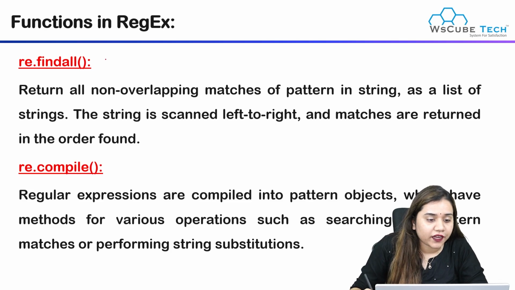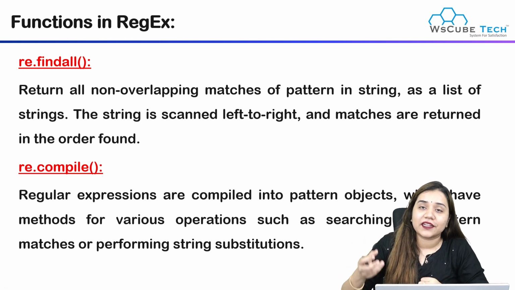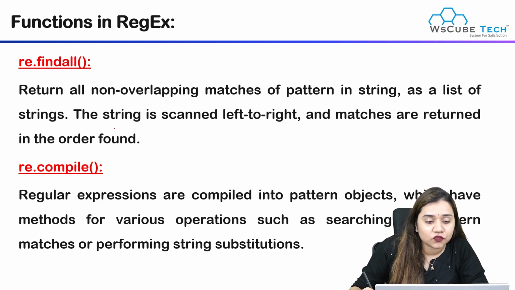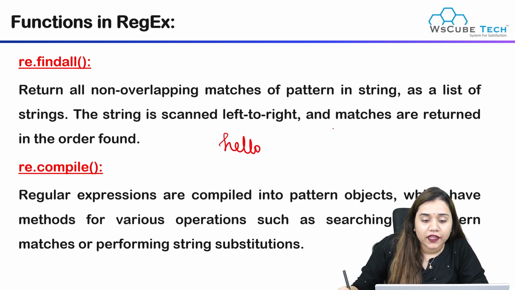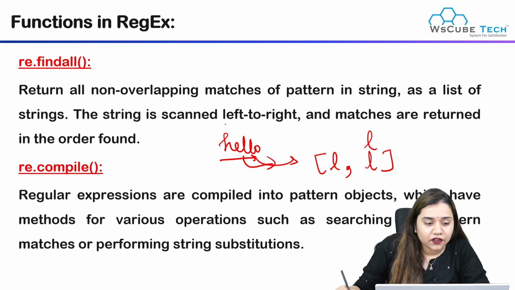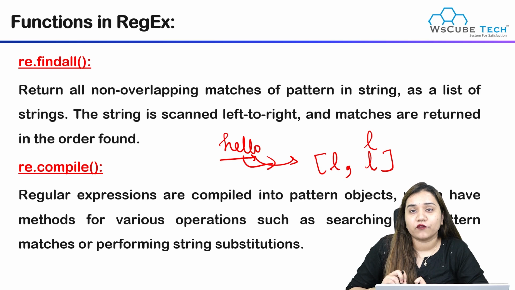So the first function is findall, which we have been using. It returns all non-overlapping matches. For example, if you have a string, with the help of the findall function we can find all the matches for the pattern that we have provided. It basically takes two parameters and scans the string from left to right. For example, if we have written hello and I want to obtain L, it will go from left to right and obtain this L, then this L, and give me the output in the format of a list: L, comma, L. So the matches are returned in the order found, which here is left to right.